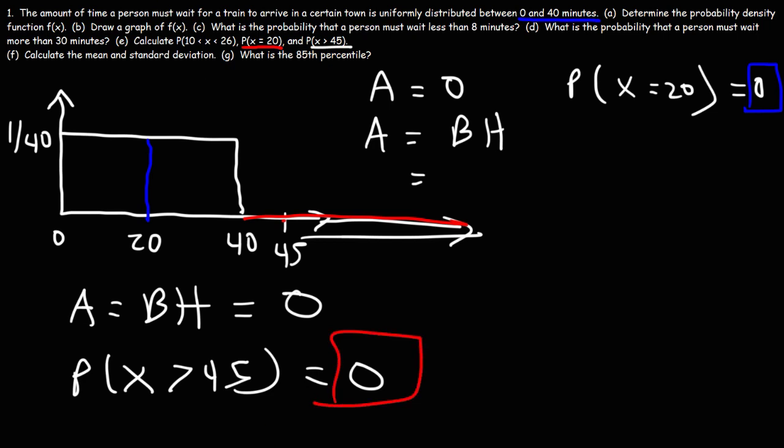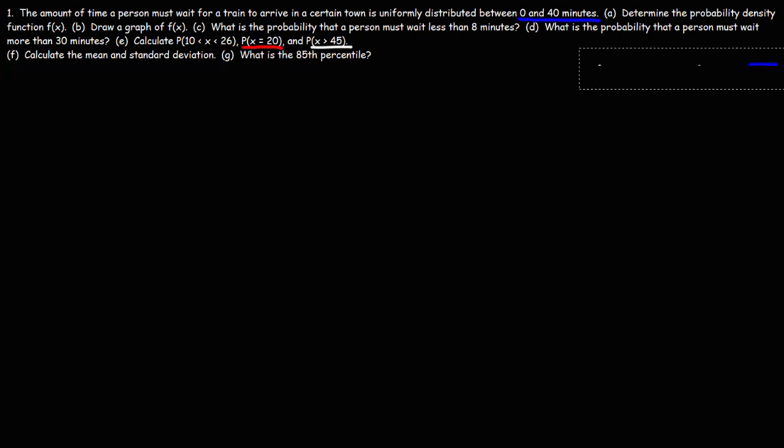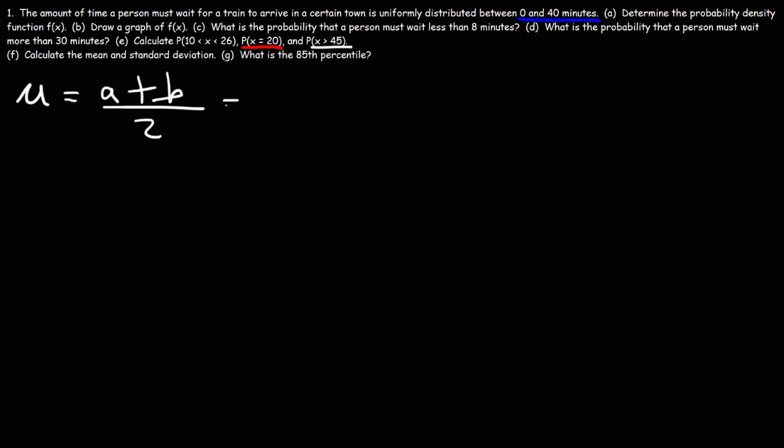Now, let's move on to part F. Calculate the mean and the standard deviation. For a uniform distribution, the mean is going to be a plus b divided by 2. It's basically the average of the minimum and the maximum. The mean and the median for a uniform distribution are the same because it's symmetric on the left side and the right side of the mean. A is 0, b, the maximum value, is 40. So the average of 0 and 40 is going to be 20. So that is the mean for this problem.